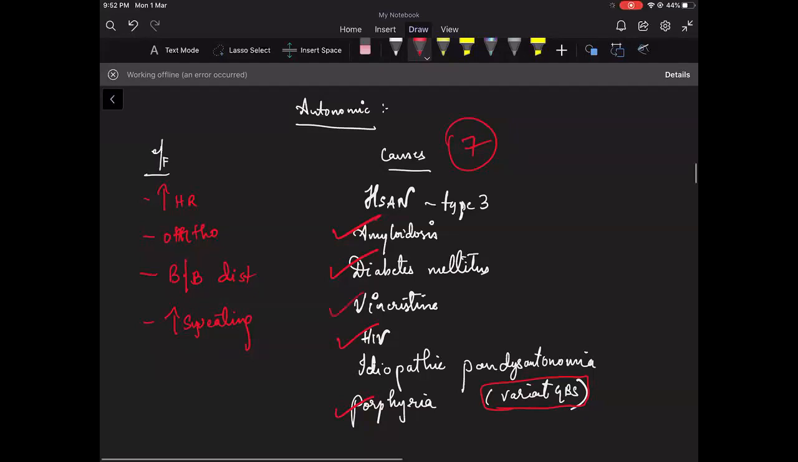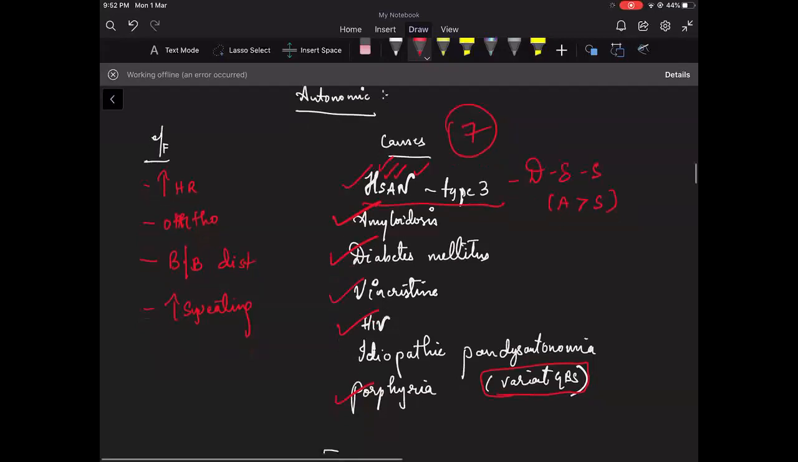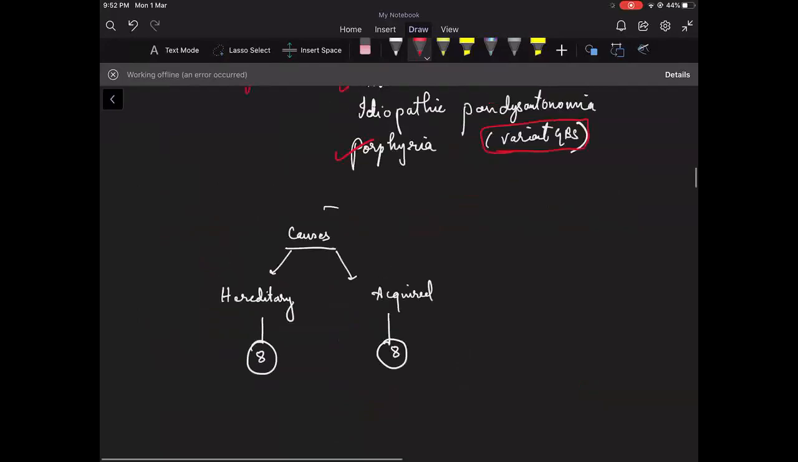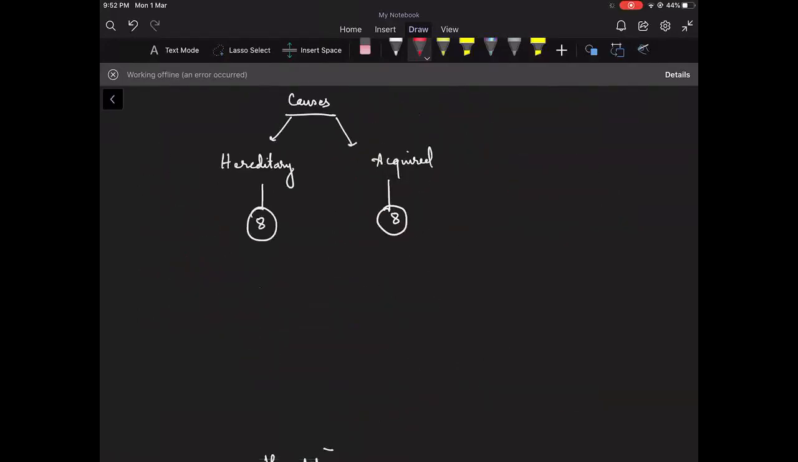And drugs include vincristine. And another hereditary type, which we call Riley-Day syndrome, is a type of hereditary sensory autonomic neuropathy. So in this type, the patient will be having more of an autonomic neuropathy than sensory symptoms. So this we will study in the further slides. So after knowing the various patterns, we will come to the causes of neuropathy.